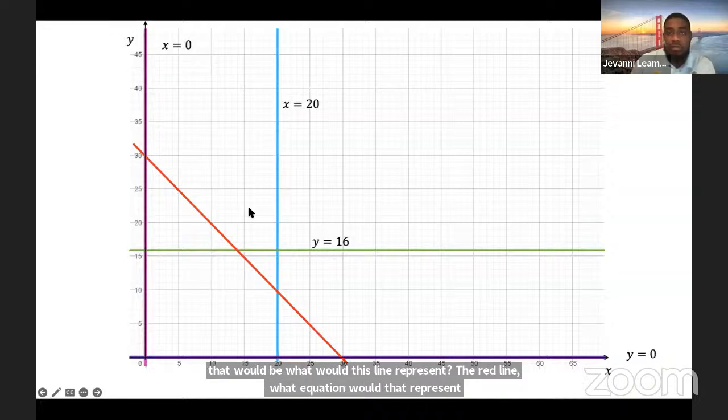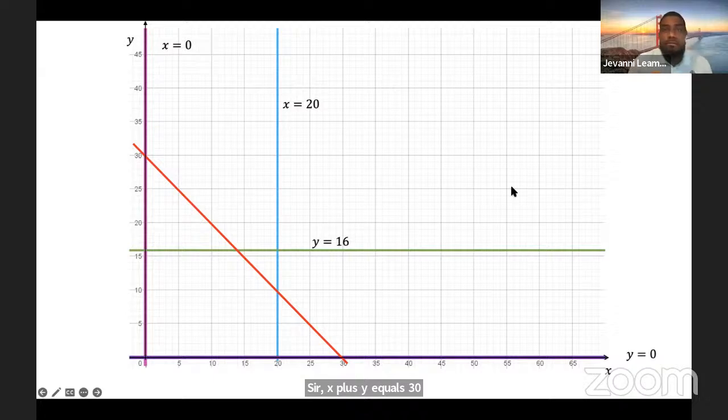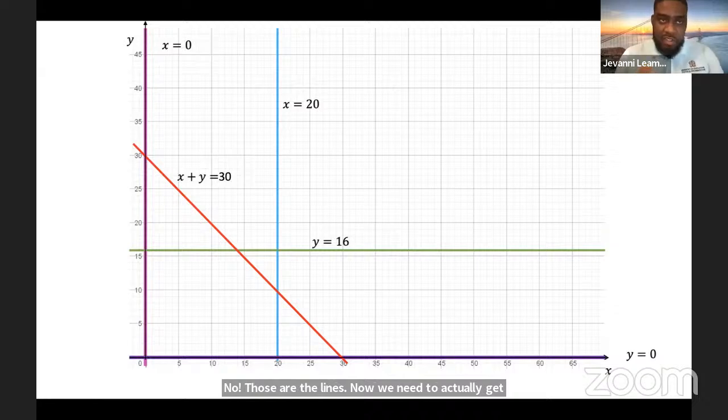Sir, x plus y equals 30. All right. Josiah, you have a question? No questions? All right. Oh, and you would have said x plus y equals 30. All right. Nice, lovely. Now, those were the lines. Now we need to actually get the inequalities. So, you guys, or well, I should say everyone, would have mentioned, let me give.